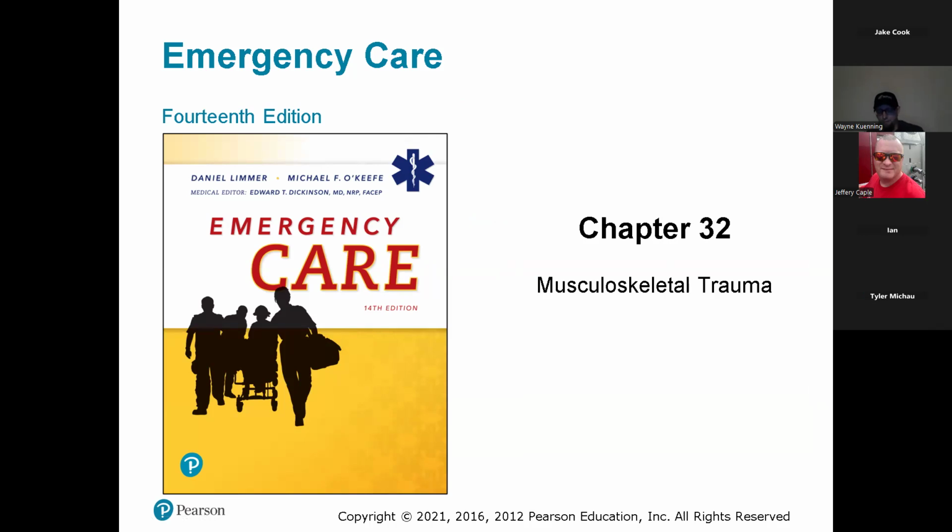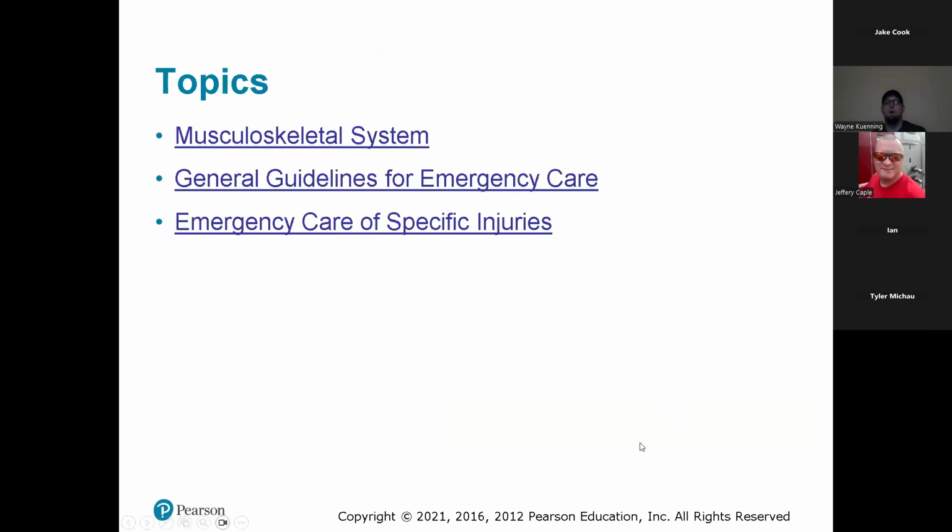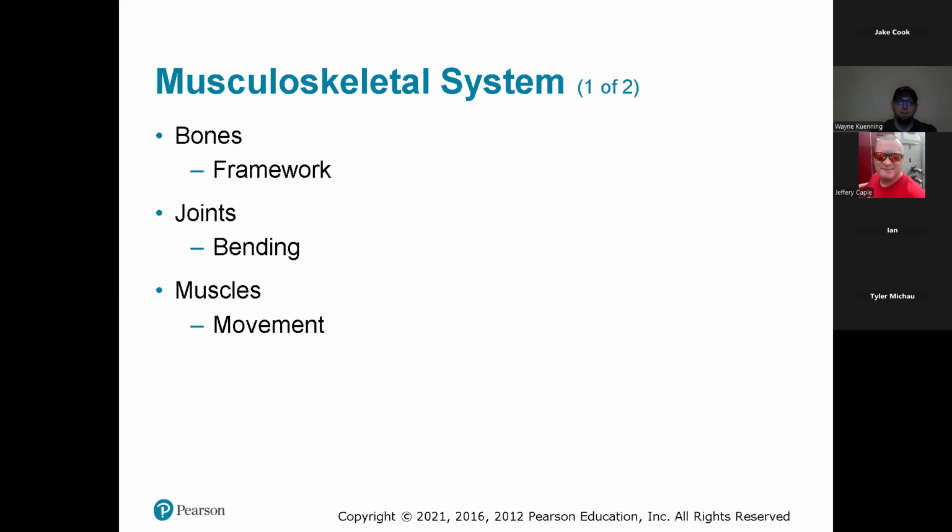Musculoskeletal trauma is basically appendage trauma, is the short version. We'll go over the musculoskeletal system in brief. You should have covered a lot of it with anatomy and physiology, but here is a brief overview. The bones are the framework. Think of it as like the studs in your walls. The joints are your hinges. It's what allows us to move, and the muscles are what actually cause the movement.